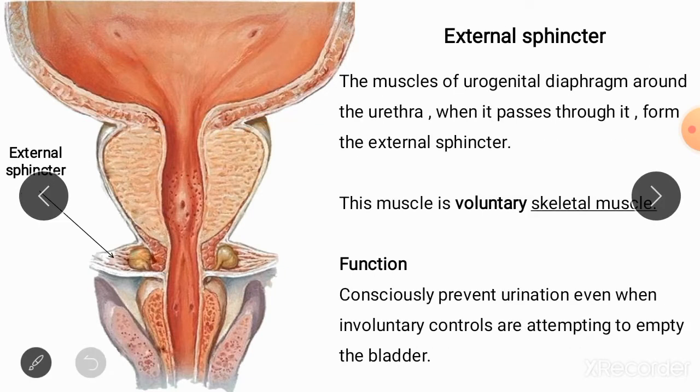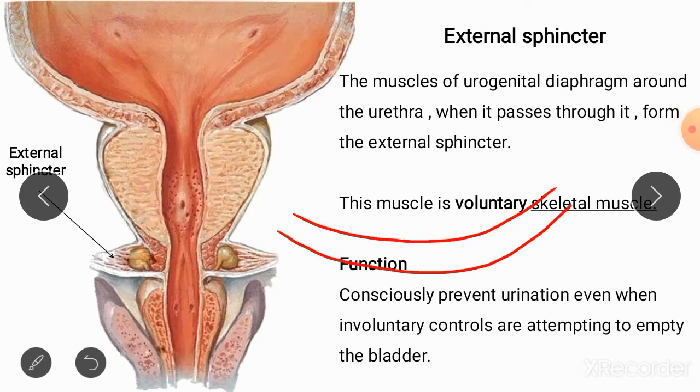Now let us move on to the external sphincter. The external sphincter is basically formed by the muscles of the urogenital diaphragm, which is present around the urethra. What is meant by the urogenital diaphragm is basically a thick sheet of muscle which forms the floor of your pelvis, and all the structures of the pelvis lie above the urogenital diaphragm. It is formed of skeletal muscles. Okay, it is formed of skeletal muscles. It is not formed of smooth muscles.